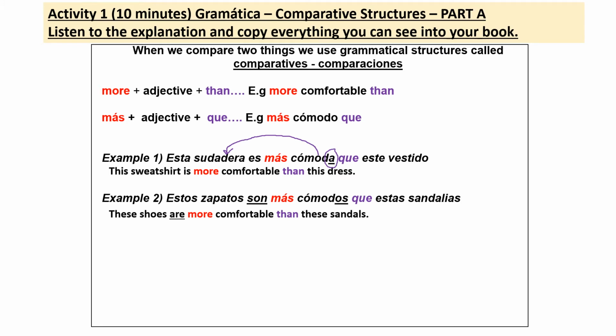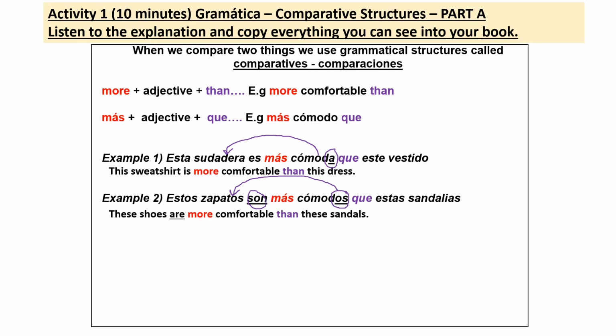Again, the adjective here needs to be in masculine and plural because zapatos is masculine and plural. Therefore, it has to agree with zapatos. Also, I've used son, not es, because I've said these shoes, therefore I need "they are".